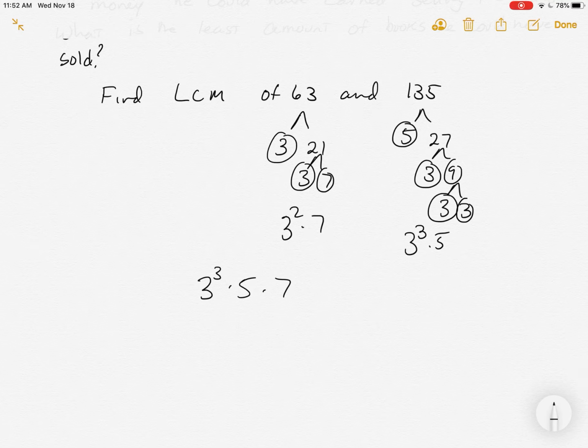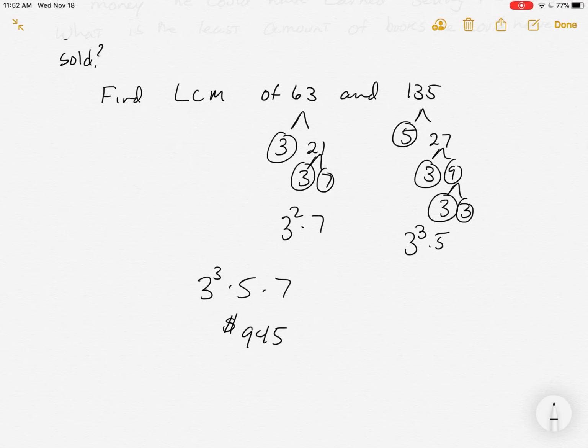And so what do we get? We get 27, right? That's 3 cubed times 5 times 7. We get $945. $945 is the smallest amount he could have generated. There's other ways that 63 and 135 hook up, but the first time that they would coincide is at 945.